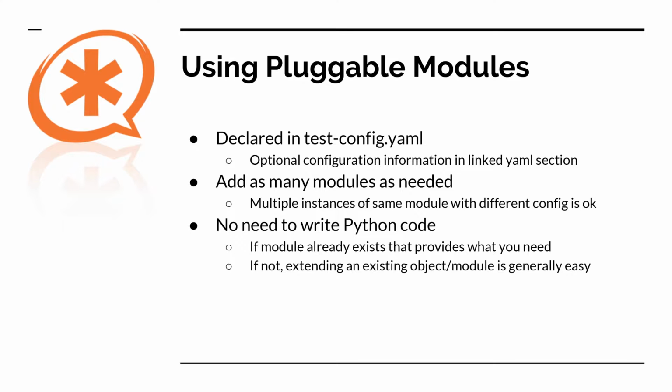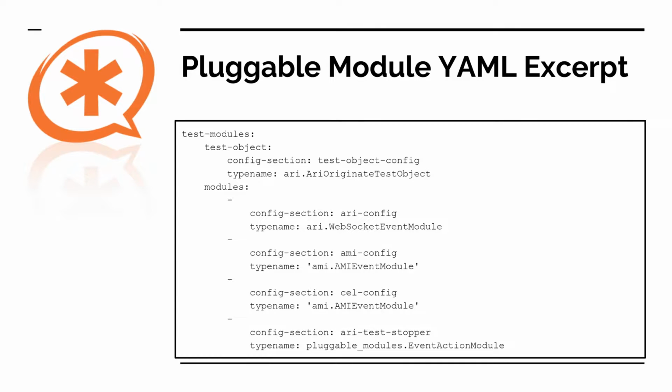An example of what we're talking about with pluggable modules is an ARI originate test that I have here, where we're actually specifying an ARI WebSocket event checker, an AMI event checker, and then there's a second section of AMI event checker that's actually checking a separate set of CEL events, as well as another module that modifies the test by defining when it's going to stop. And the configuration for just one of these, the ARI, actually has a sequence of events.